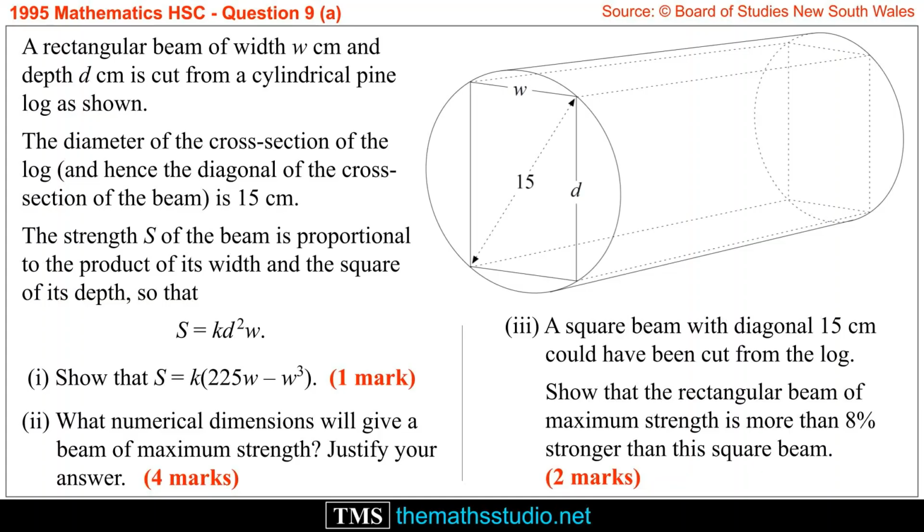The strength, S, of the beam is proportional to the product of its width and the square of its depth, so that S equals K times D squared times W. Part 1. Show that S equals K times, open bracket, 225W minus W cubed, close bracket.